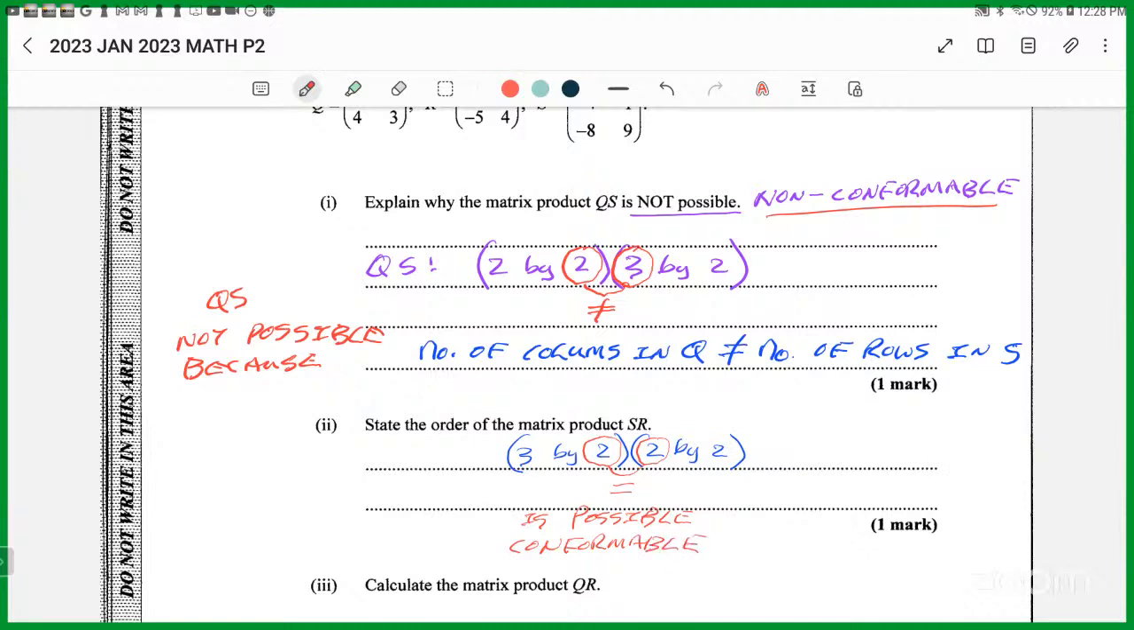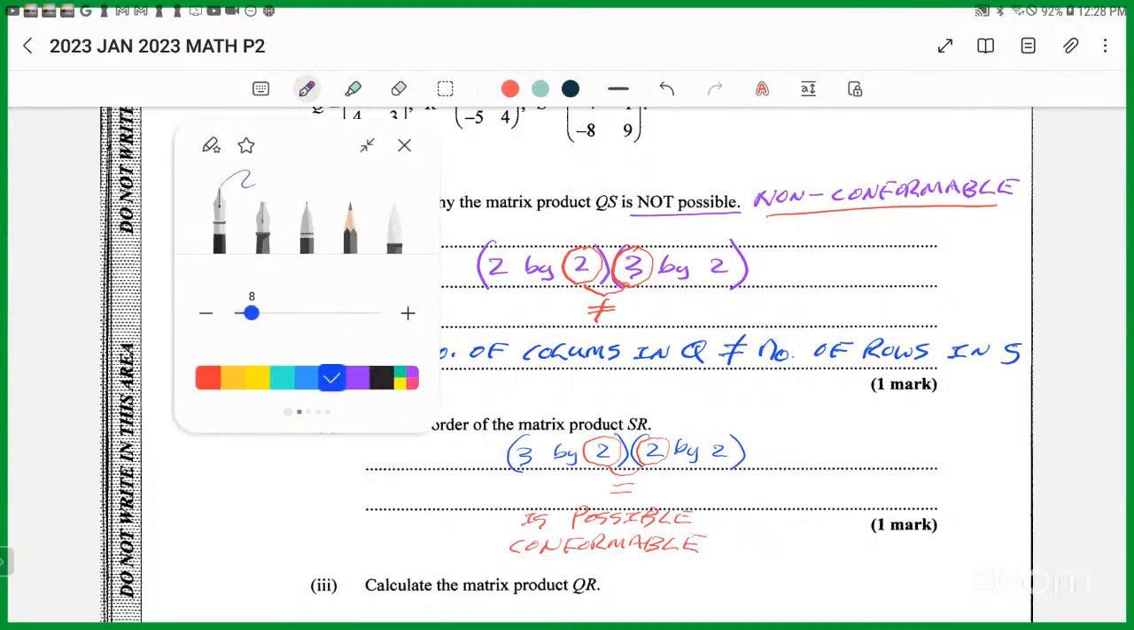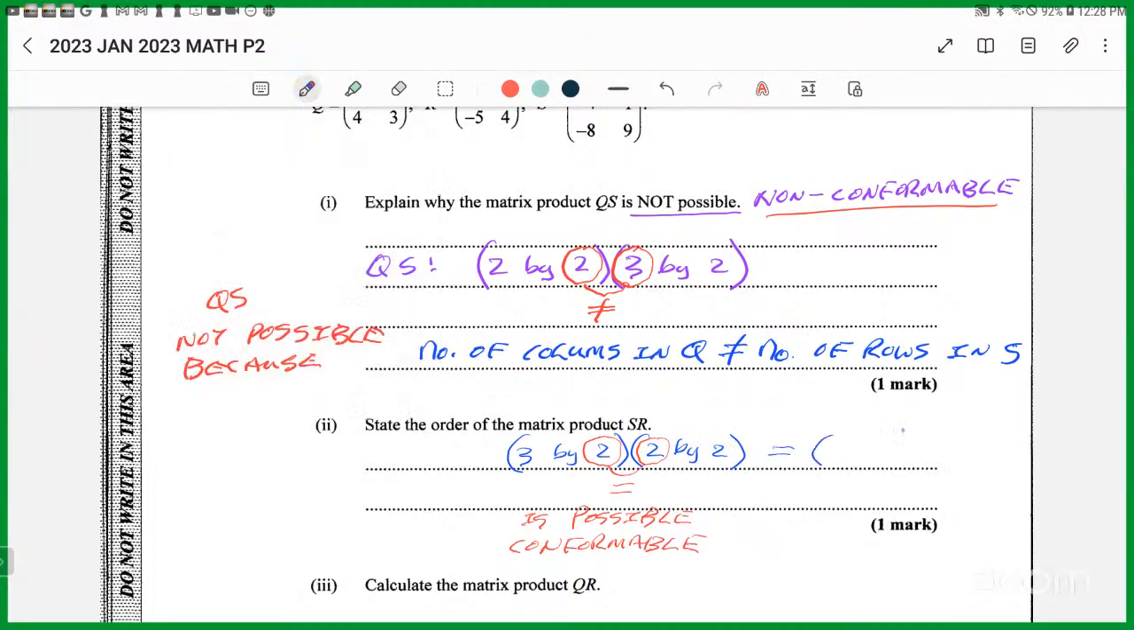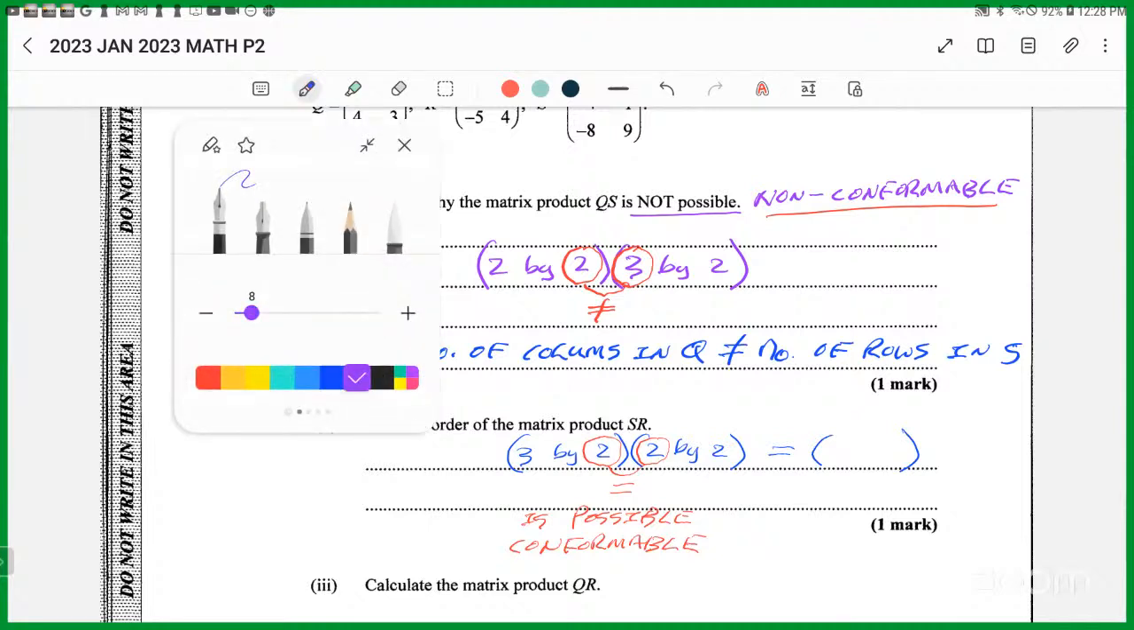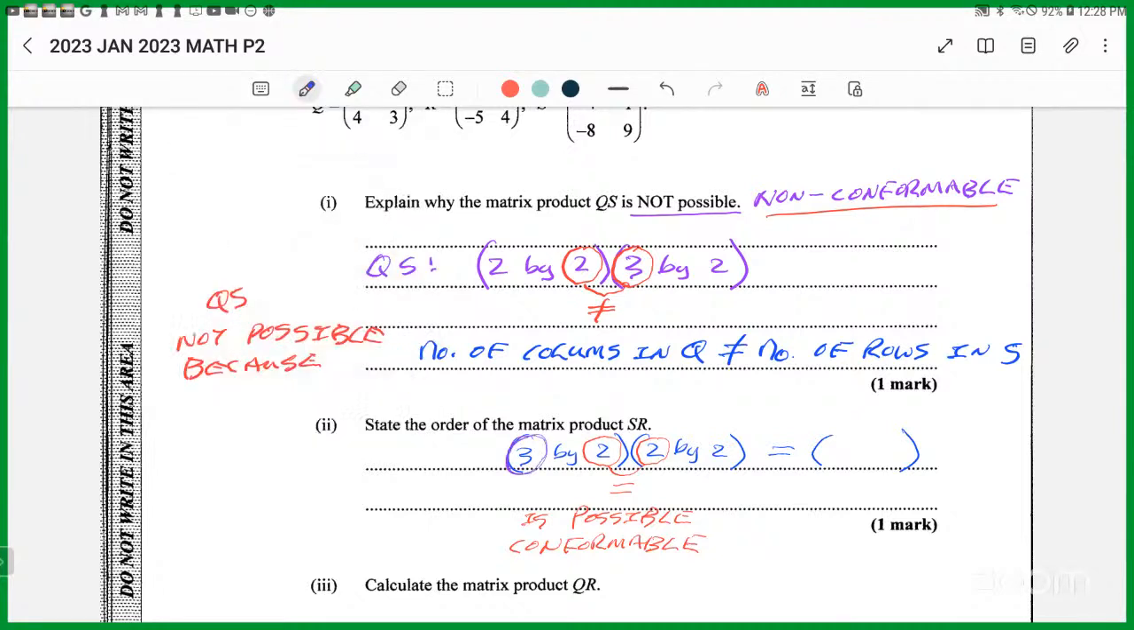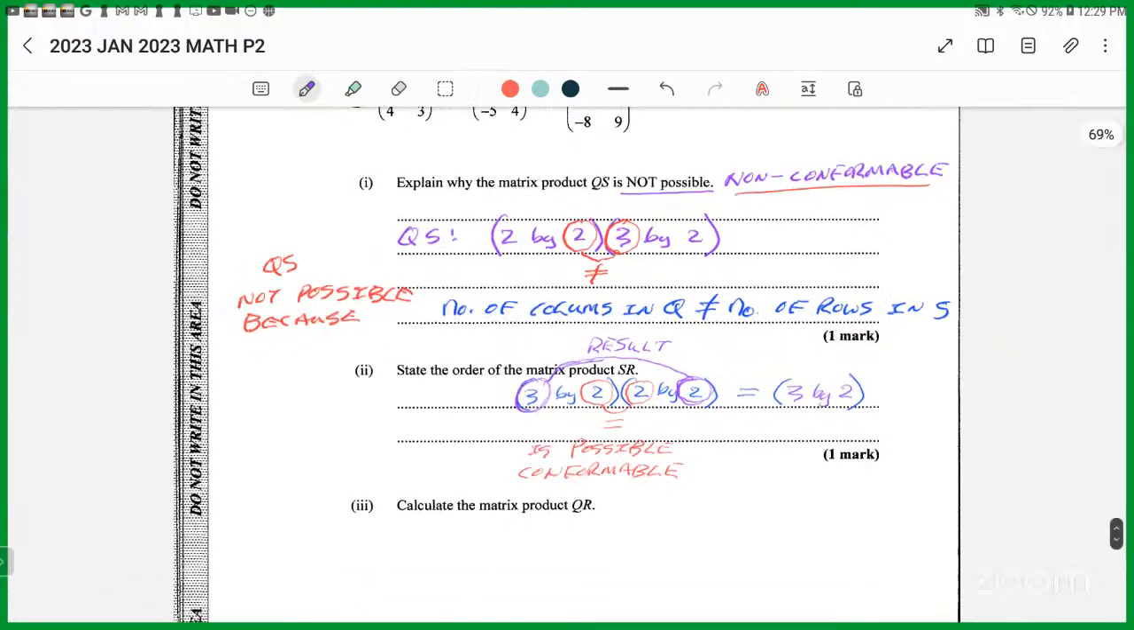When they are conformable, the resulting matrix is going to take the same number of rows from the first matrix together with the same number of columns in the second matrix. That's going to form the resulting order. That's where the result is going to come from. So it's going to be a 3 by 2. A 3 by 2 is going to be the result.